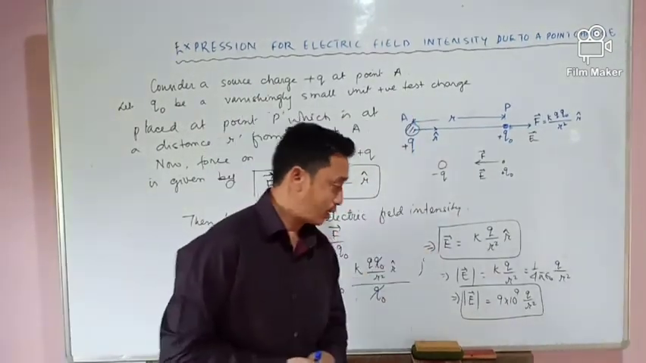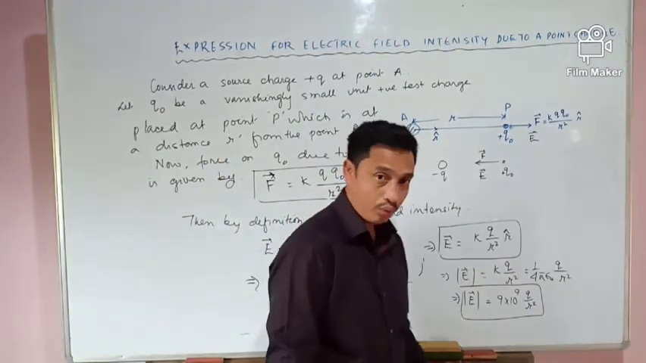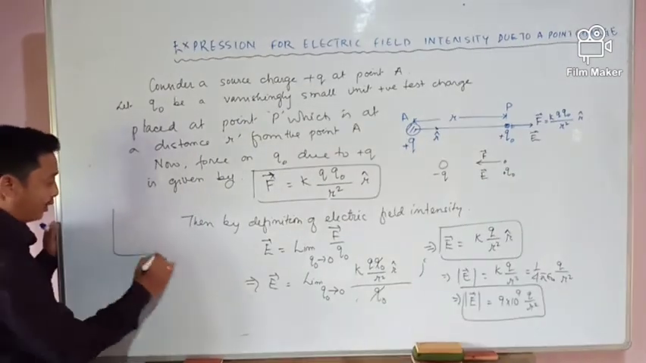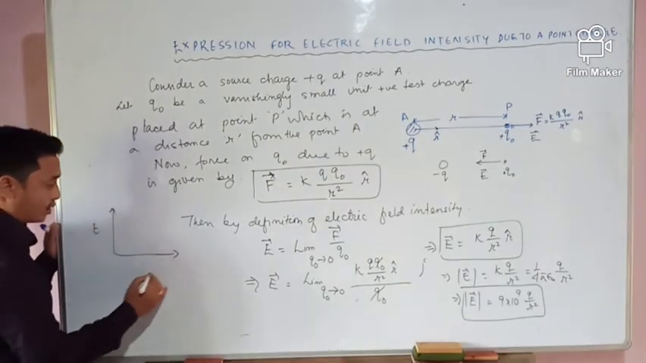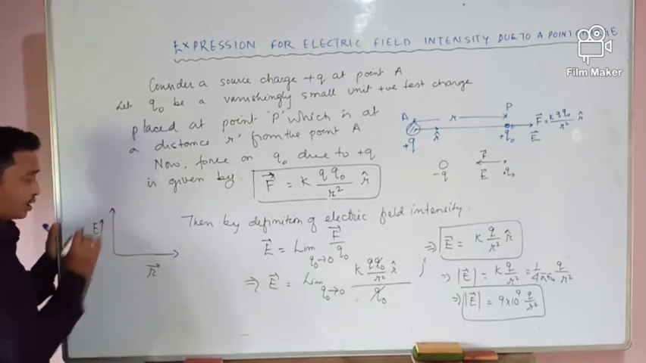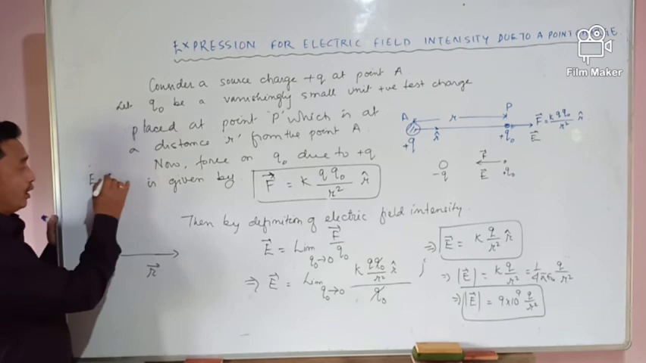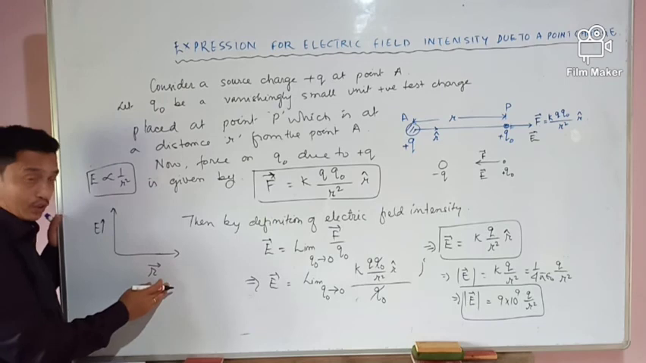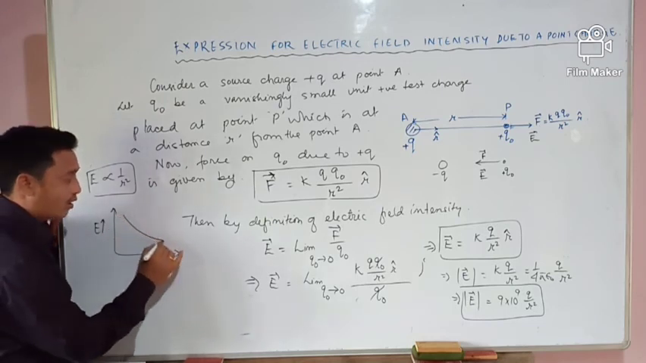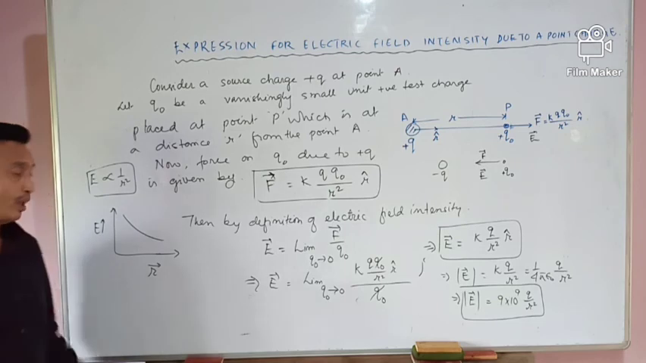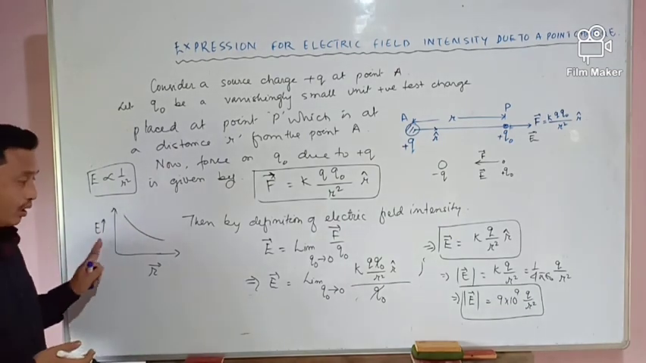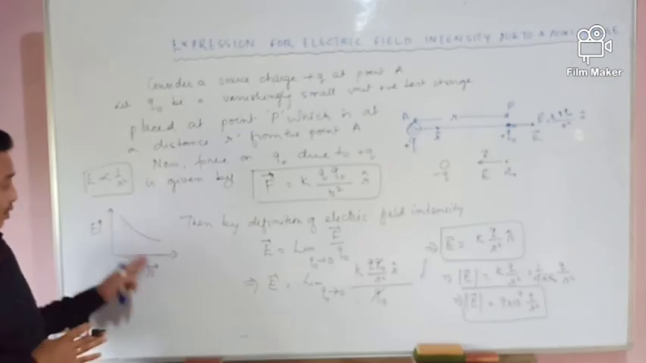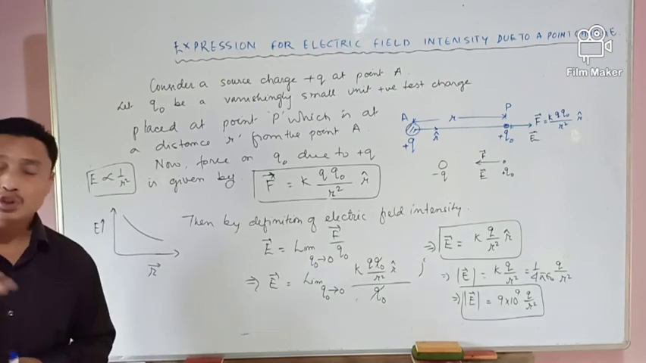Now we can plot a graph between the electric field E and the distance R. We came to know that E is inversely proportional to R square. So the graph of E versus R will be a curved line like this. This is the curve of electric field with respect to distance R from the charge.